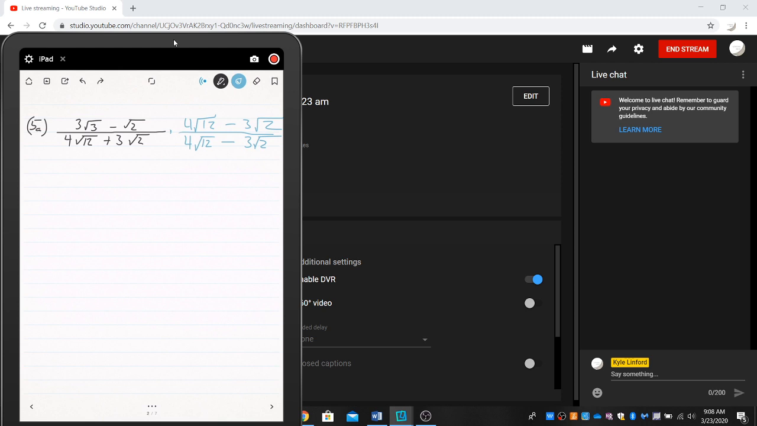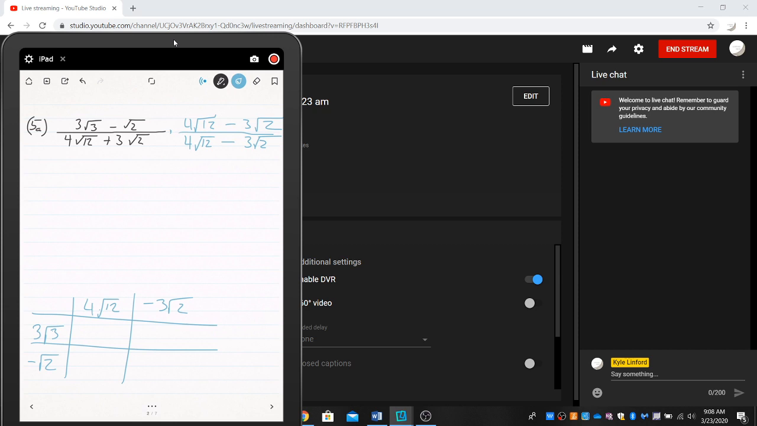All right, let's start with the top. I'm going to try to do that towards the bottom here. We have 3 root 3 and negative root 2. Make sure you include the signs. And then we're going to multiply that by 4 root 12 and negative 3 root 2.